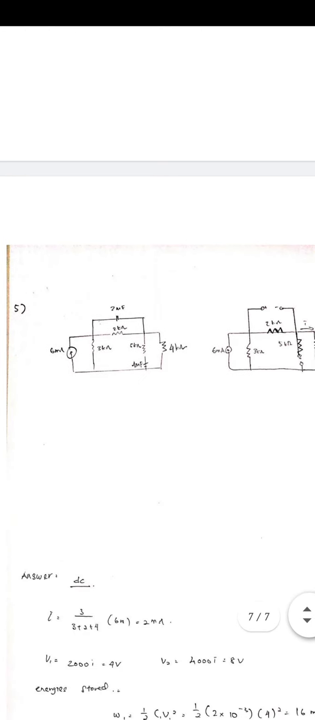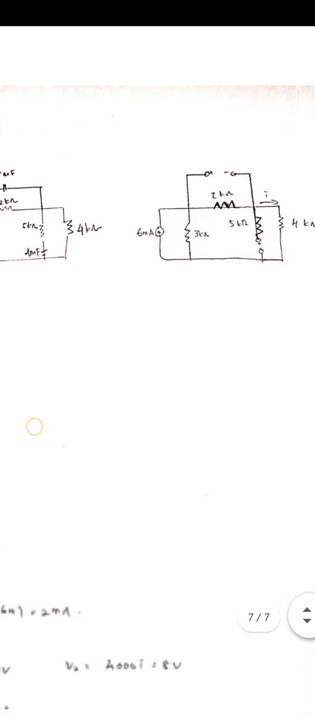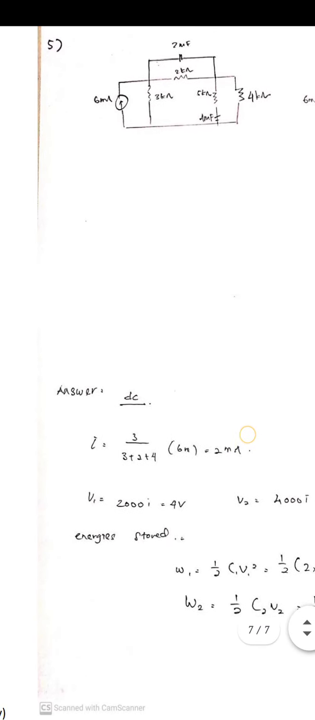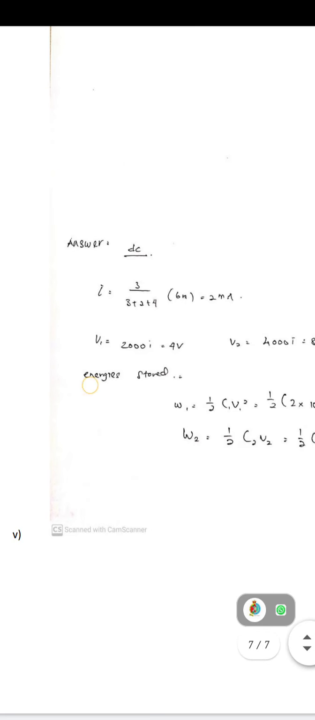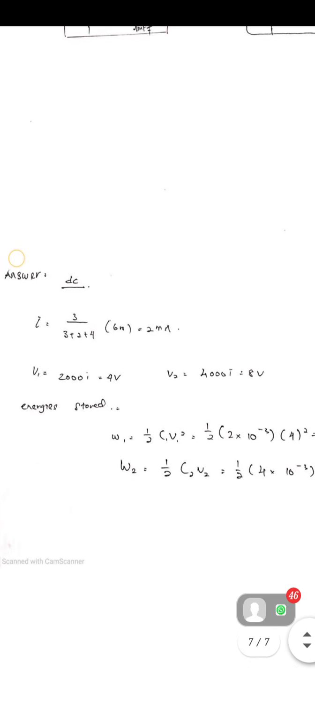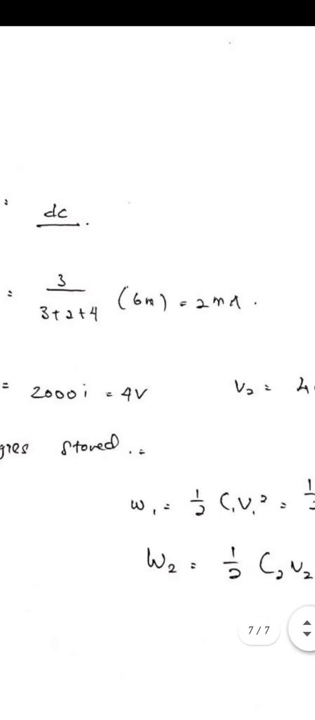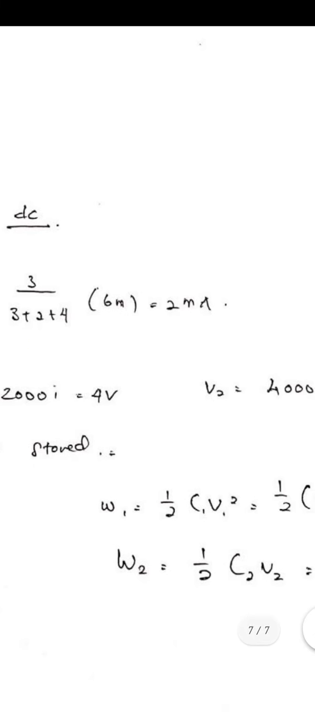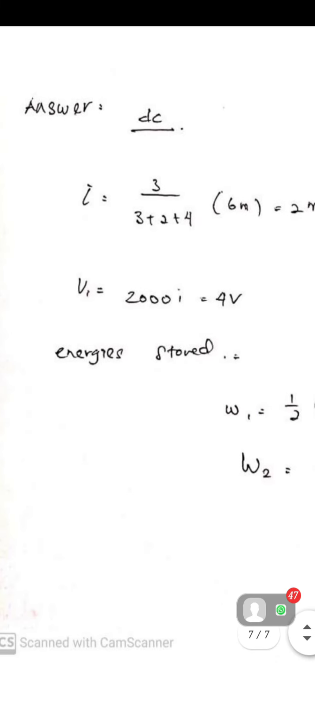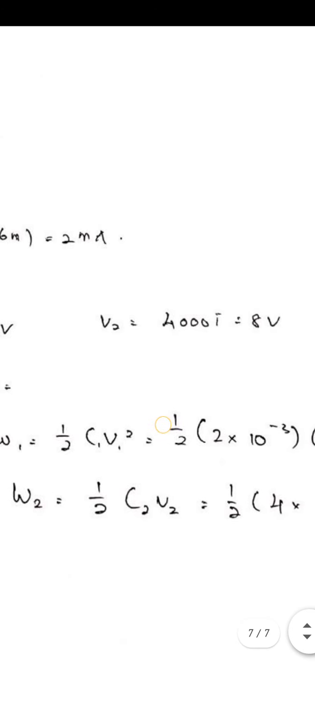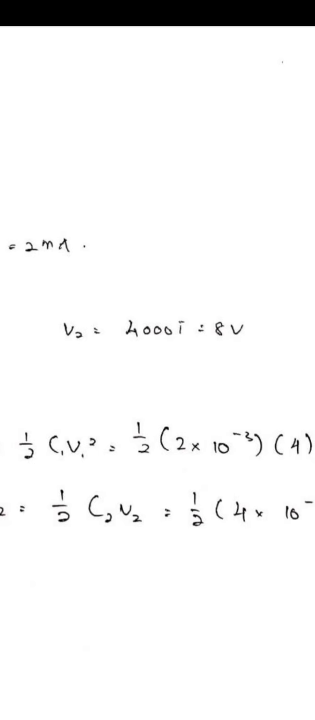Okay, for the last question, question number 5. So this is our diagram. The answer for this question, for DC: I equals 3 over 3 plus 2 plus 4 millihenry, which equals 2 A. So V1 equals 2 times I, equal to 4 V. V2 equals 4 times I, equal to 8 V.